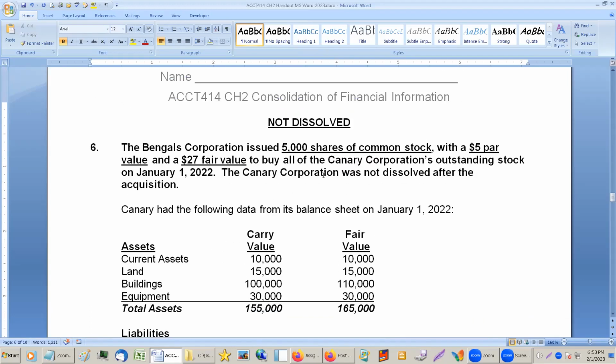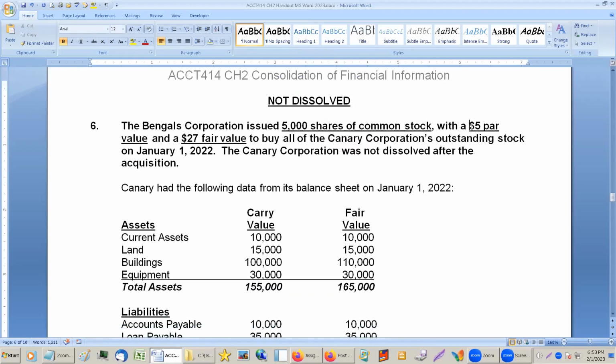Okay, now we purchased this for 5,000 shares of common stock, and par value is, I don't know, do you remember this from way back when? Par value is a value stamped on stock that means that the company cannot sell that stock for less than the par value.